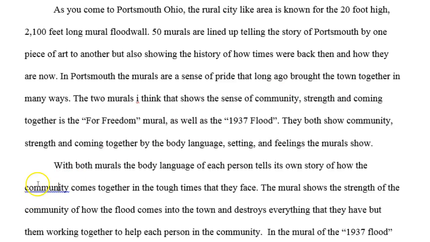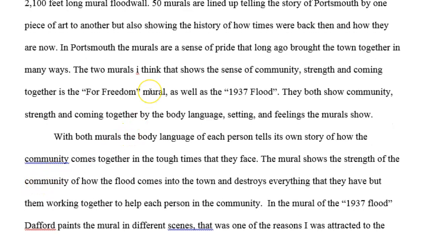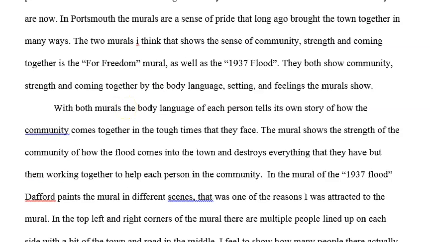If you choose community or if you choose strength, I think you need to really think through what that means. So what does it mean? What does community mean in the context of the murals? I think showing that people are together, that they're near each other, that they help each other out, I think that's part of it. I think there are other things that you might consider that will help you read into the murals in a way that gives you plenty to write about and interesting things to say.